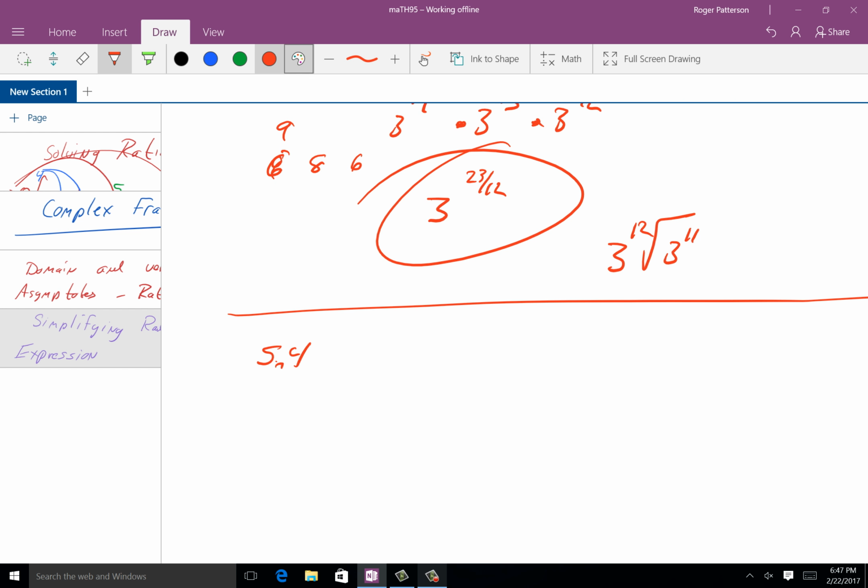5.4, kind of the same, but now we're going to add, subtract, multiply, divide, all of these crazy radicals. Okay, so we're basically going to do all kinds of operations on them. Operations on radicals.